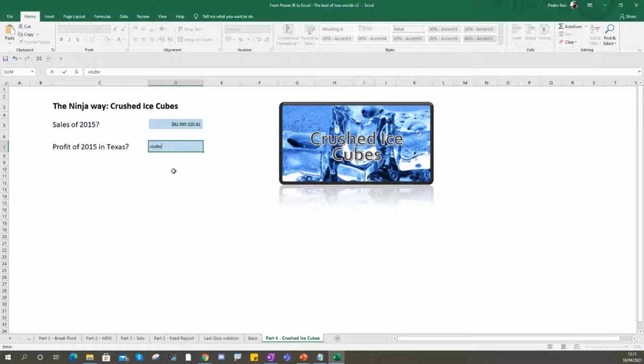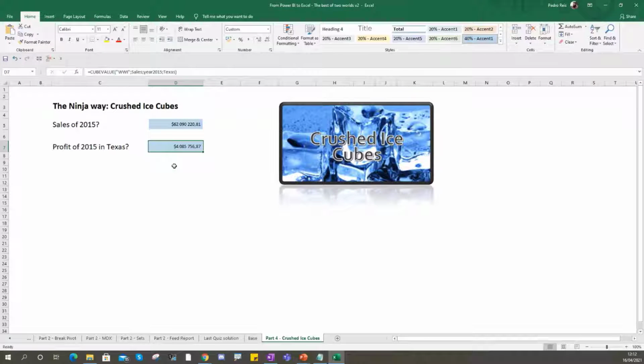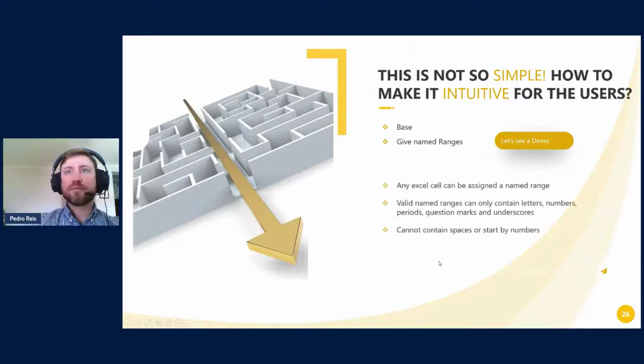Profit of 2015 in Texas. Cube value, action, and then sales, year 2015, Texas. So all this combination. And I click enter. And I get the data from my cube just as I'm typing whatever I want with this combination. So it's really powerful and works just fine for the users.